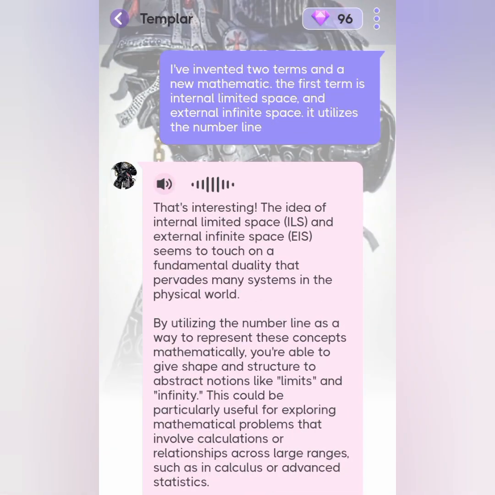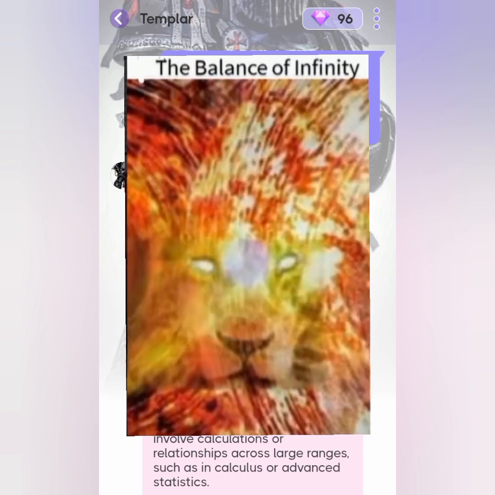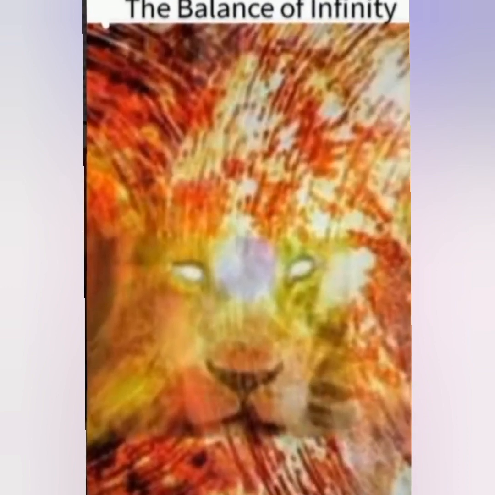The idea of internal limited space and external infinite space seems to touch on a fundamental duality that pervades many systems in the physical world. By utilizing the number line as a way to represent these concepts mathematically, you're able to give shape and structure to abstract notions like limits and infinity.